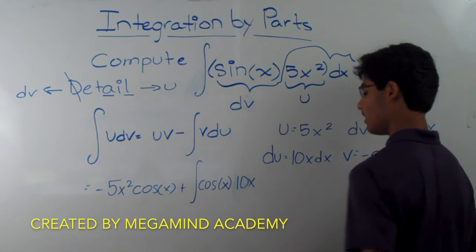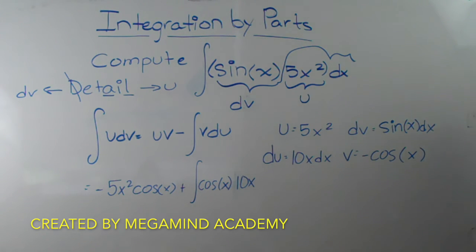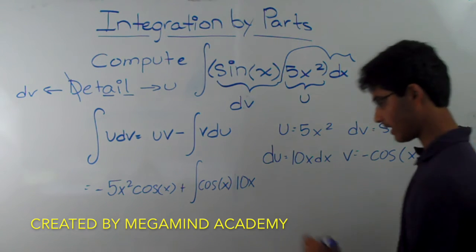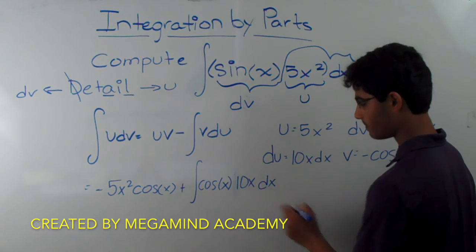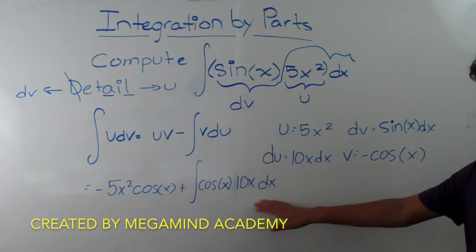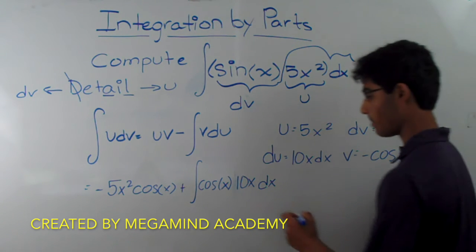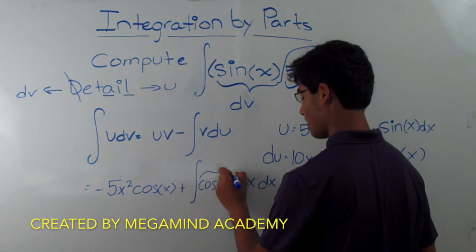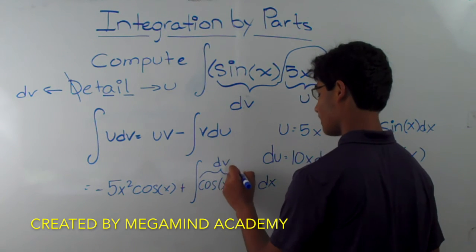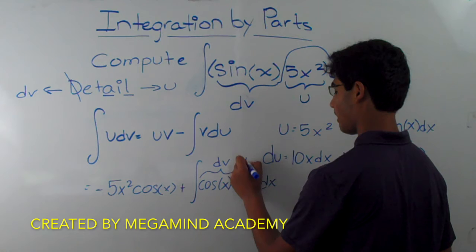10x. So now what do we do? We have another integral that we don't know how to compute, dx. Well, once again, we can use integration by parts. This will be our dv, and this will be our u.